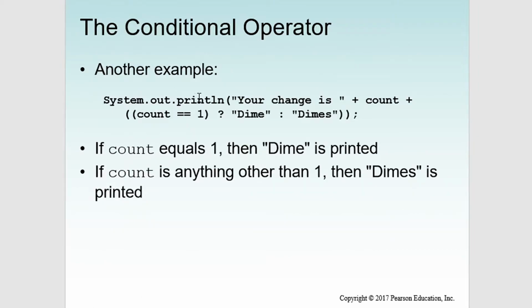Here they give you another example. Your change is, and then you have a count of how many dimes you have. If count is 1, they use dime. If it's plural, they use dimes. If count equals 1, then dime is printed. If count is anything other than 1, then dimes is printed.